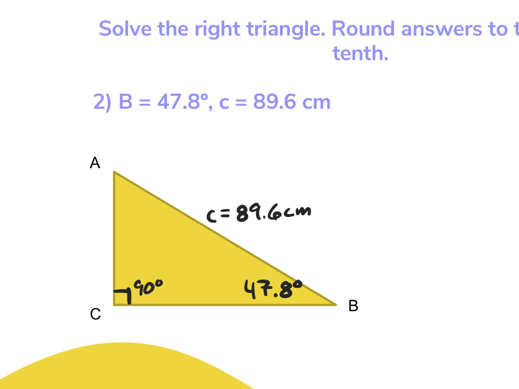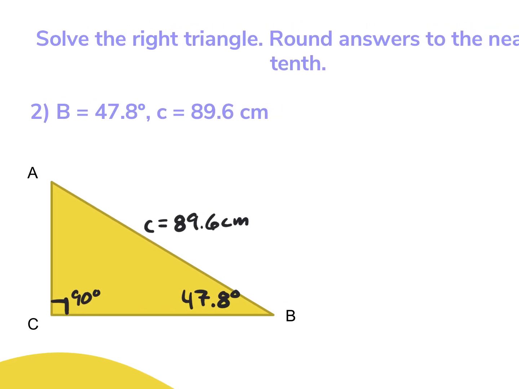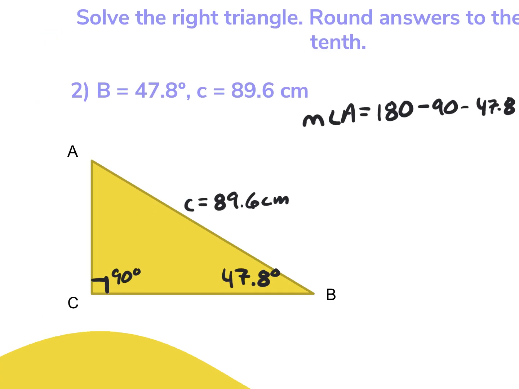All right, what does that mean we can very easily find now? Good, so subtract those two angles to get angle A. So I know that the measure of angle A is going to be 180 minus 90 minus 47.8. Type that in your calculator. What do we get? Nice. So then we get that the measure of angle A is 42.2 degrees. All right, and I'm just going to write that in the triangle.